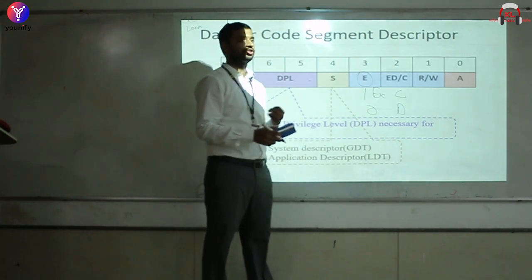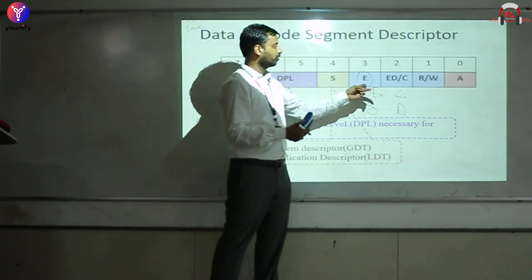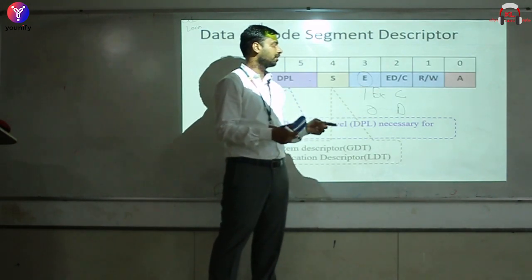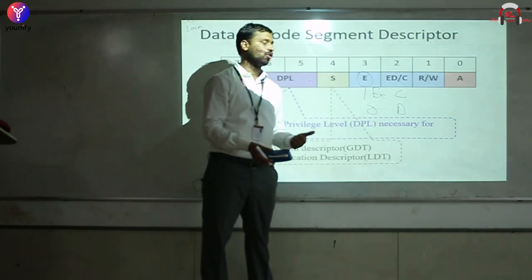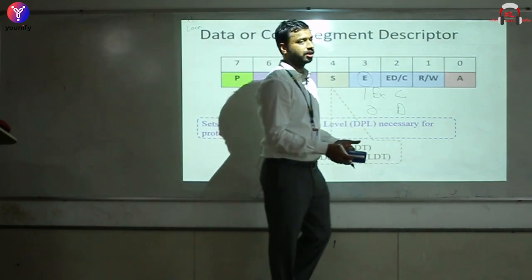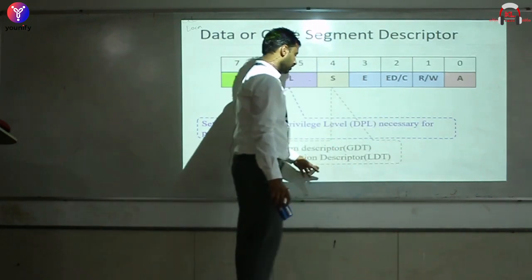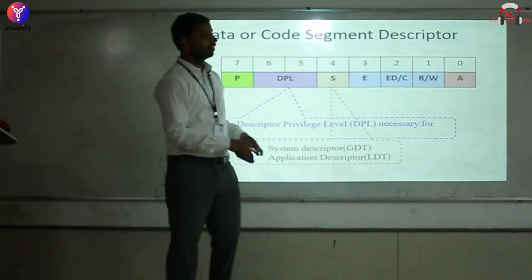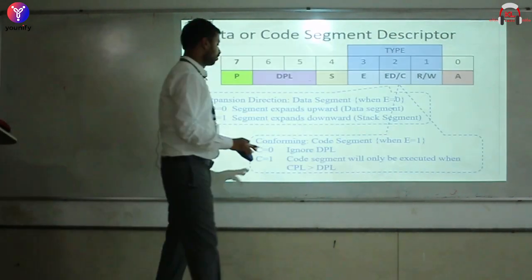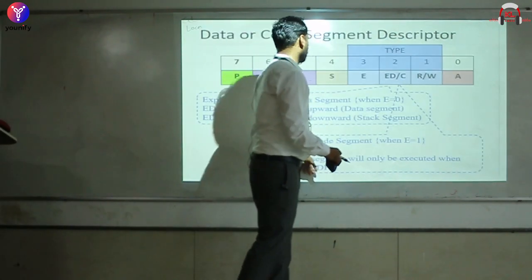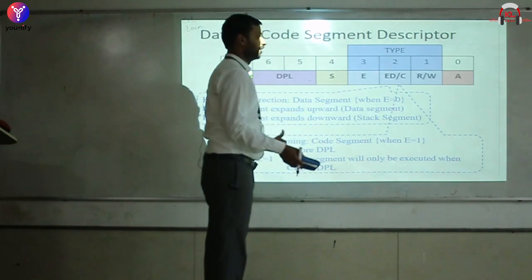That means you have a choice of either code or data. So where should I select code or data? If E is equal to 1, it is your code. If E is equal to 0, it is your data segment. Code has an executable part, and you can see here, code can either be executable or not, and data can either be expanded or not.